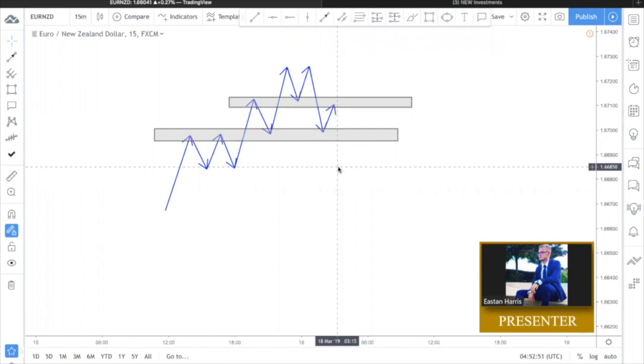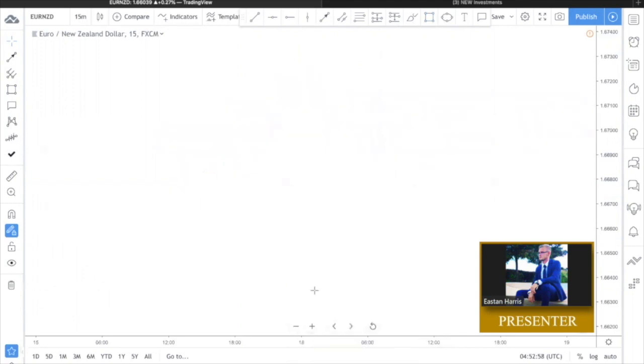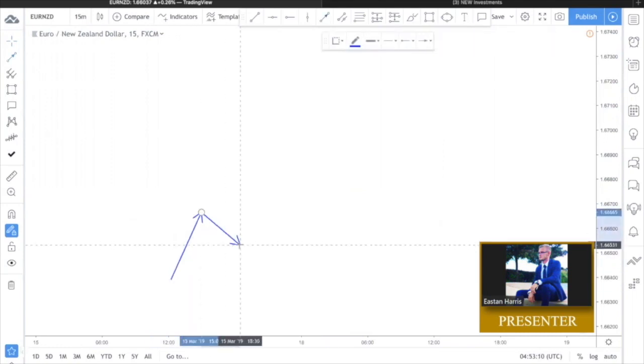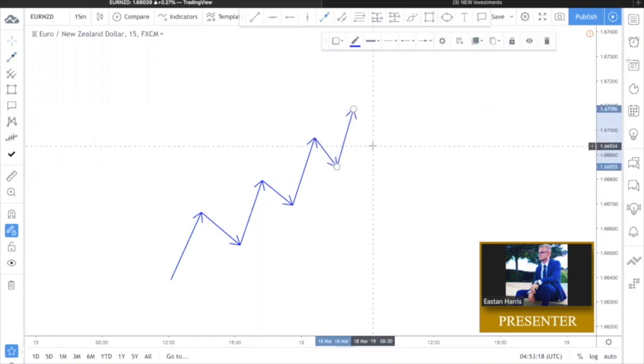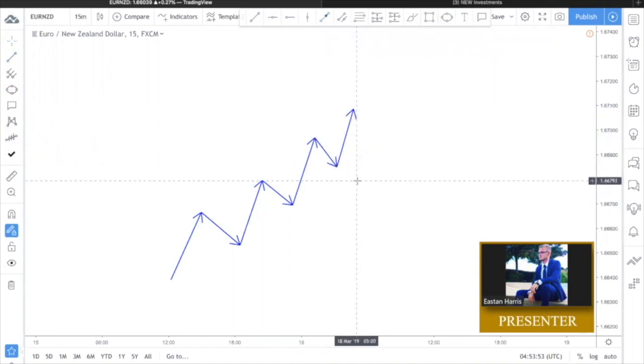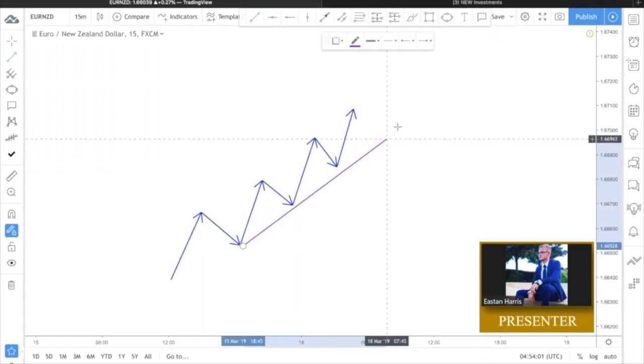All right, now in this video, we're going to be talking about a different type of support and resistance, not horizontal support and resistance, but diagonal support and resistance. And these are known as trend lines and channels. Okay, so price will oftentimes move up and down in different waves. And instead of using a zone to draw horizontal support and resistance, we're going to use our trend line tool and connect the bottoms.